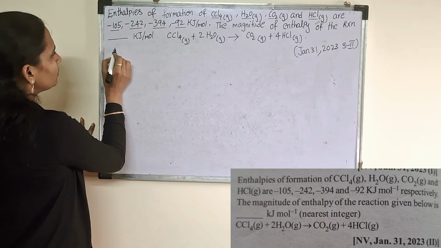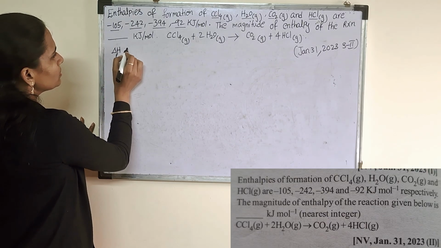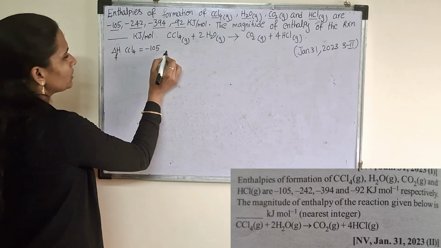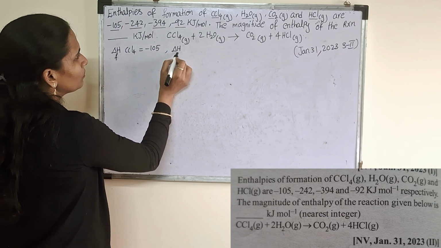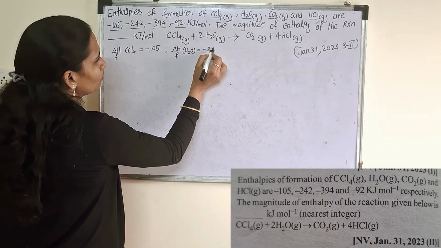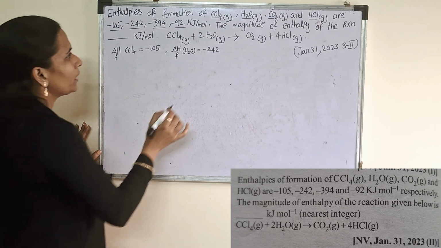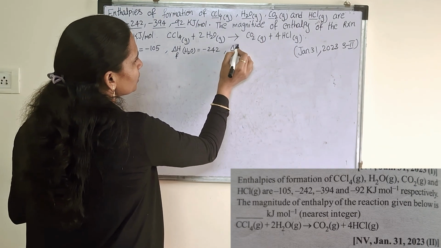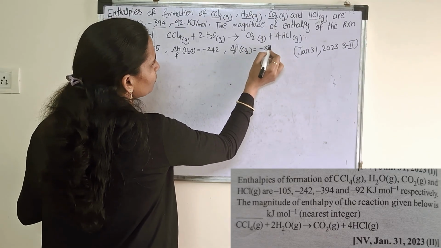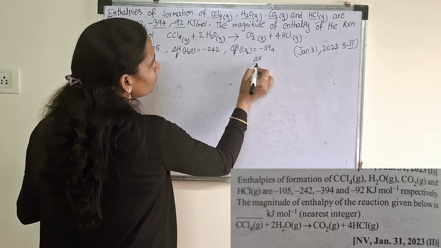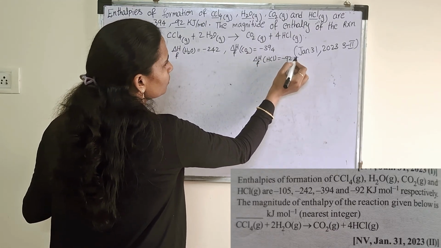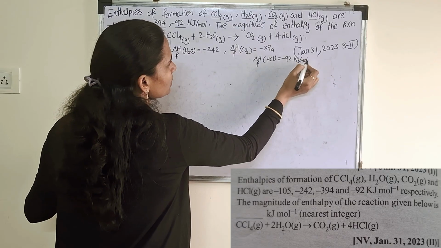First of all, what they have given: delta H formation of CCl4 equal to minus 105. Next, delta H formation of H2O is minus 242 kilojoule per mole. And next, delta H formation of CO2 is minus 394 and delta H formation of HCl is minus 92 kilojoule per mole. So this is the given information.